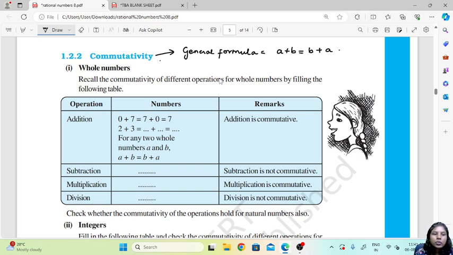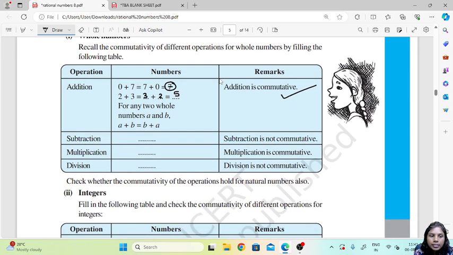Now let's look at addition. Addition of whole numbers, we know, starts from 0 and goes on. Say I have 0 plus 7 and 7 plus 0. In both cases it is equal to 7 itself. Next say I have 2 plus 3, and the reverse of it is 3 plus 2, and in both cases my answer still remains 5. So for any two whole numbers A and B, A plus B is always equal to B plus A. Therefore addition is commutative.